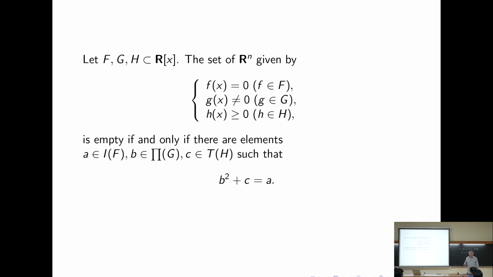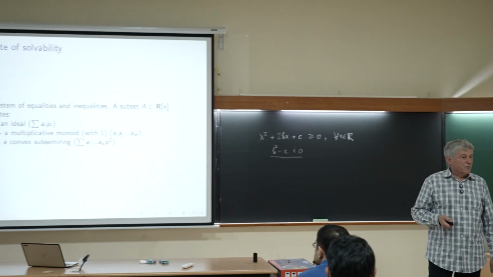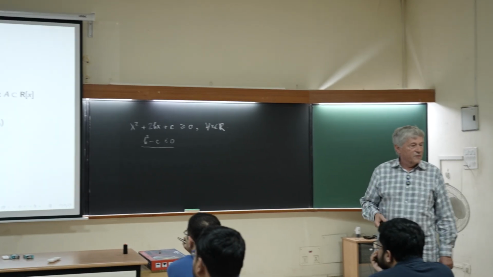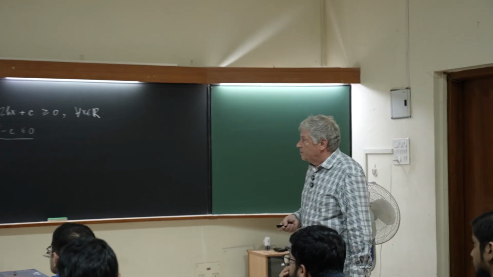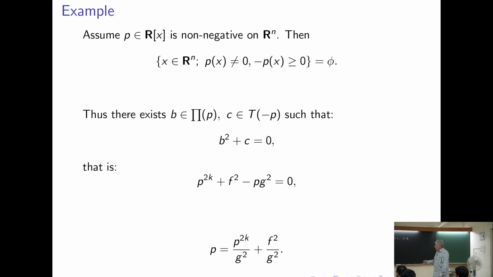Could you just remind us the definitions of the ideal, monoid and pre-order? Yeah, we'll have some examples. I want to take the time. I is the ideal, I understand. Yeah. This is the multiplicative monoid with 1. So the ideal, the monoid, and this is the convex semi-ring generated by these sums. Okay?